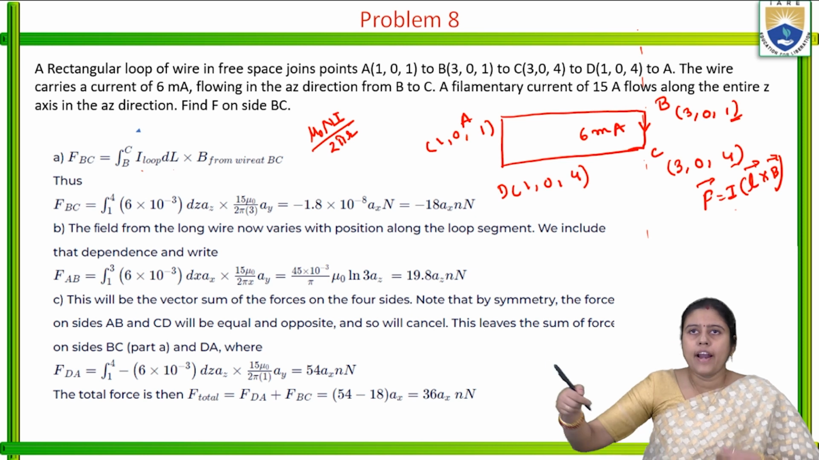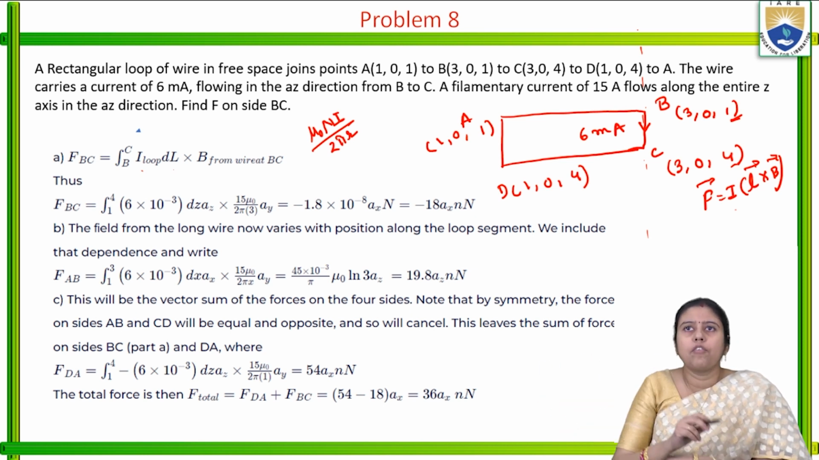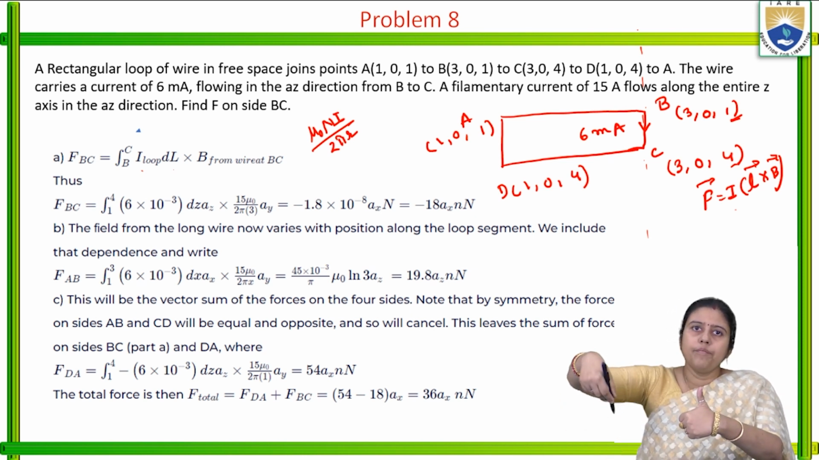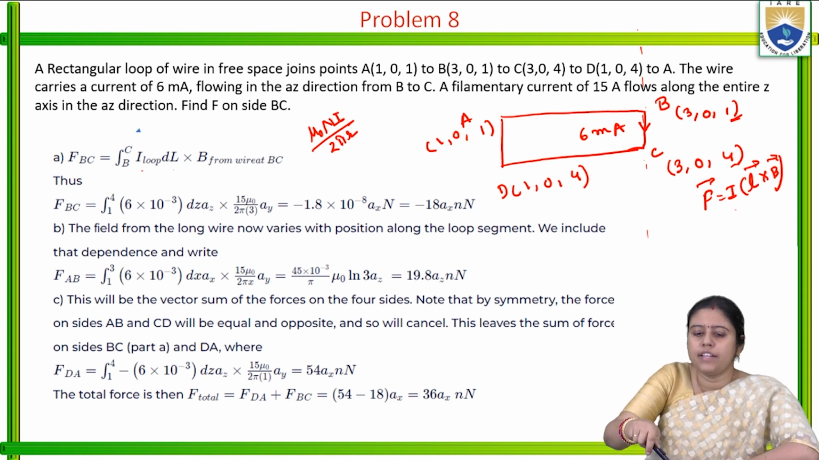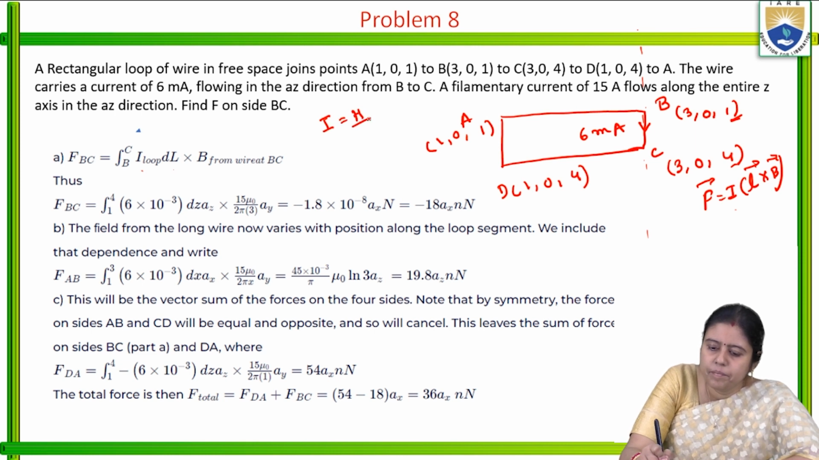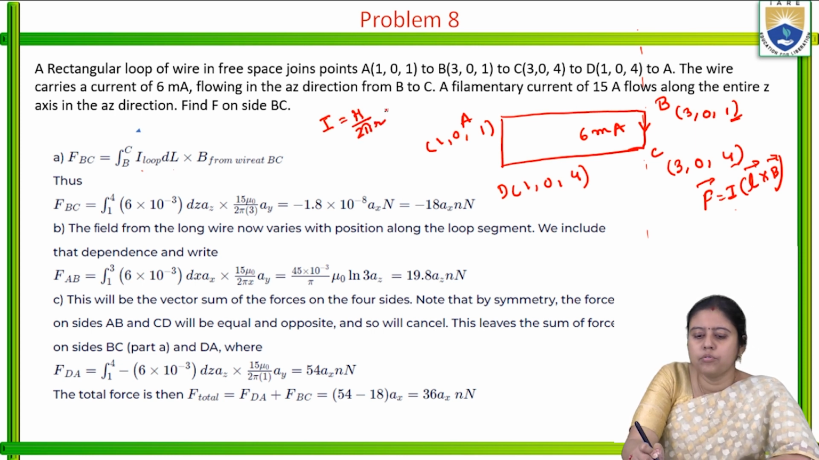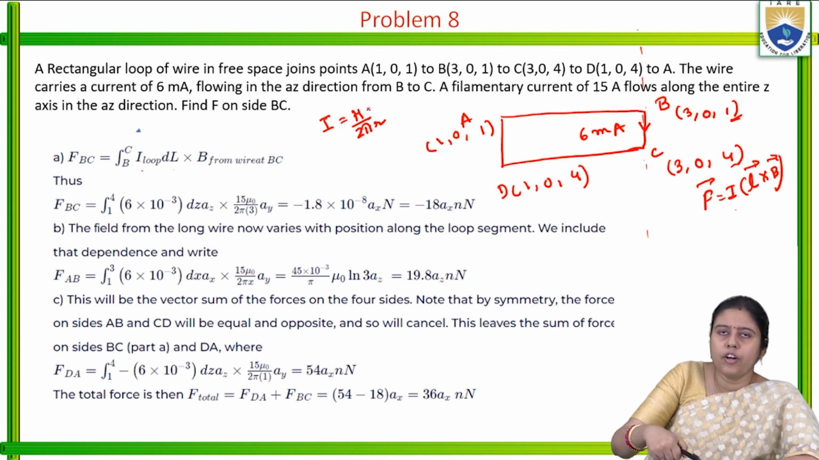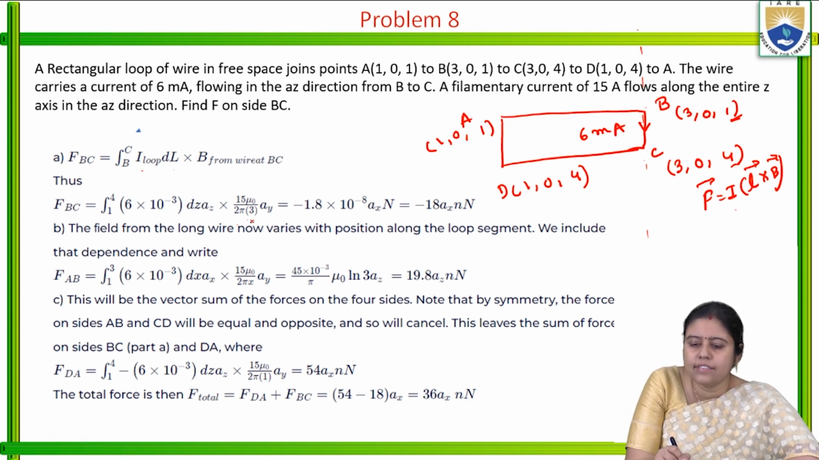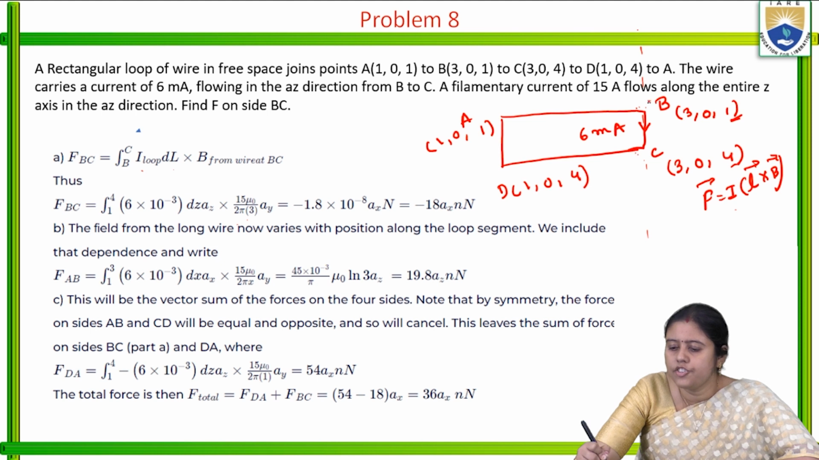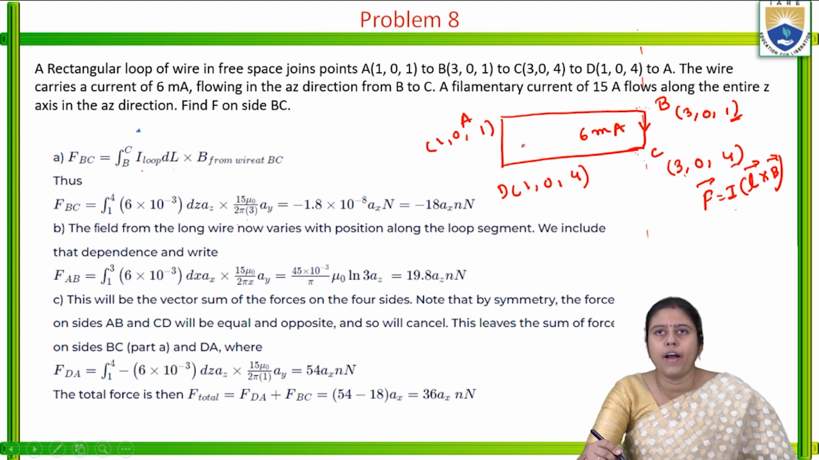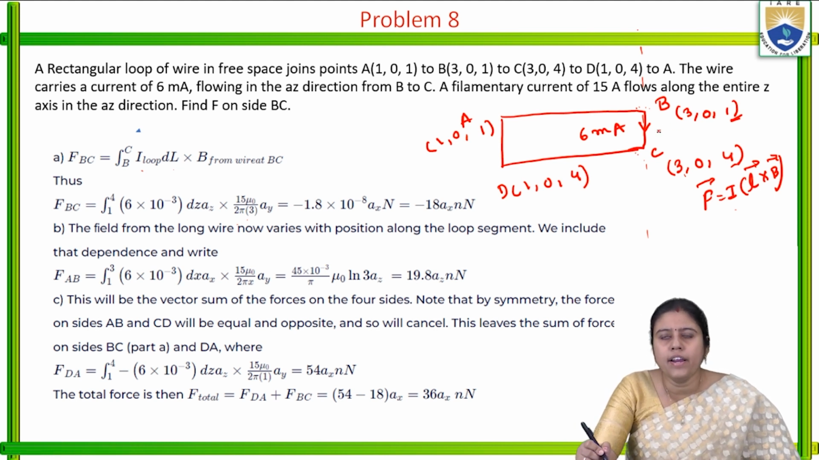Because the current always creates the flux in a circular form. From Ampere's circuital law, we know that the current always creates the flux in a circular form, and we are using that I is equal to H by 2 pi r. We are using the same formula. Because we are calculating the force, B is equal to 15 by 2 pi r. R is 3, so the distance of this radius is 3. So 2 pi r, and it is in the ay direction.